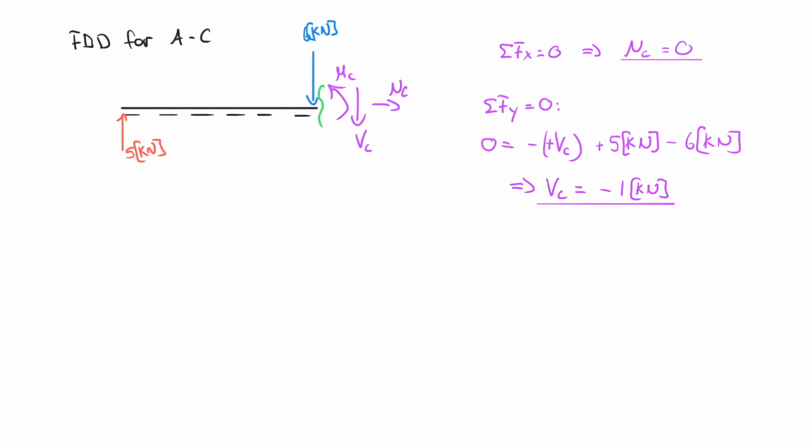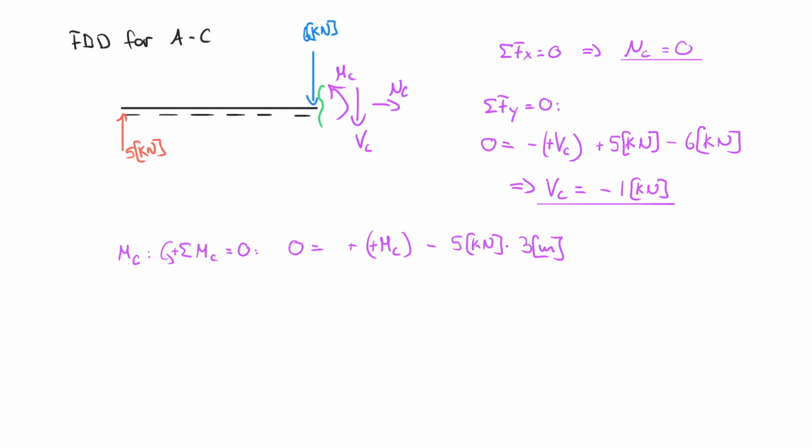And I'm ready to move on to my moment. So the moment at C is really determined through the sum of the moments about point C being equal to 0, counterclockwise positive. And 0 is equal to, I always start with my unknown, plus positive defined MC minus 5 kilonewton multiplied by 3 meters. The distance is still 3 meters there.